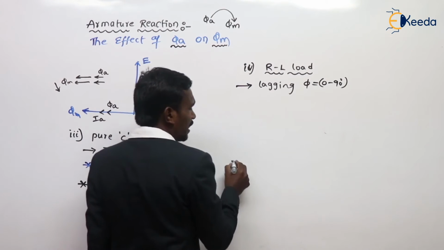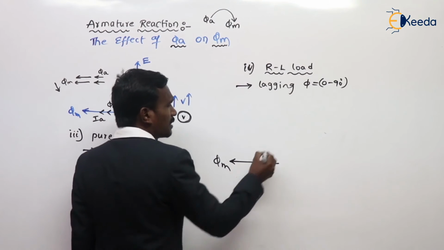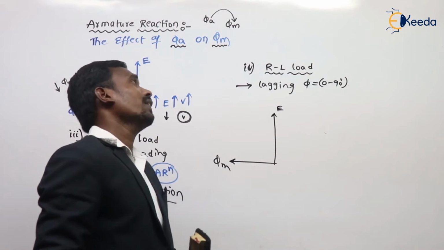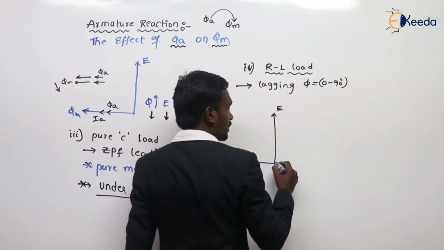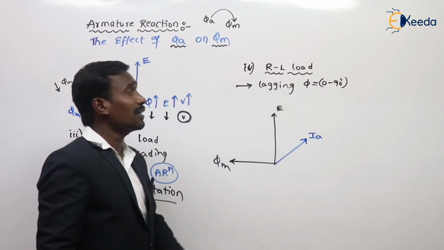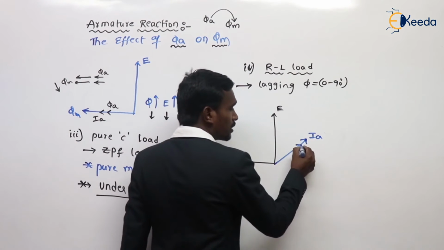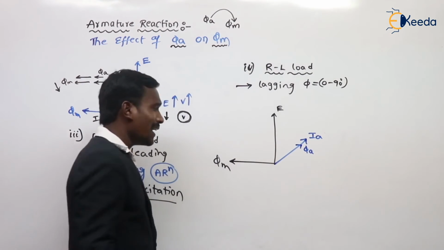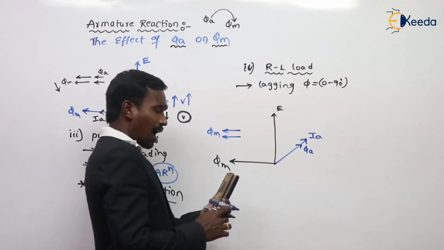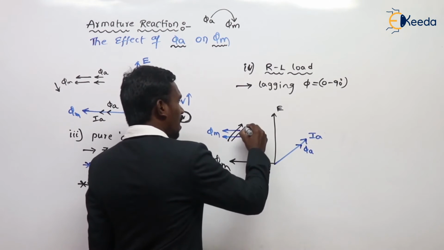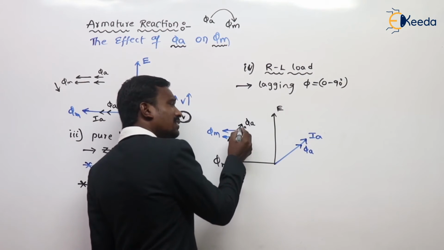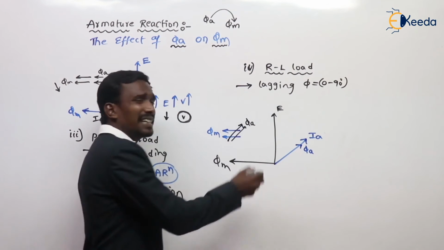And see here, generally the main field flux, and here our EMF, and the angle between current and voltage is in between 0 to 90 degrees. For example, this is my armature current because of lagging load. And see, this is my main field flux direction. And here, this is my armature flux direction. See, some part is crossing, some part is opposing.